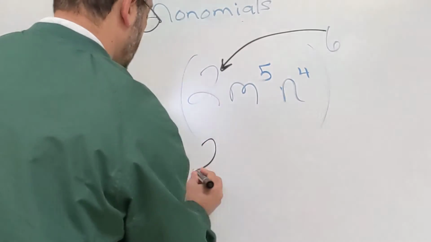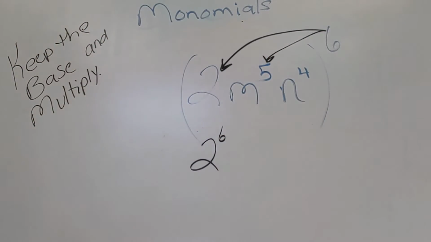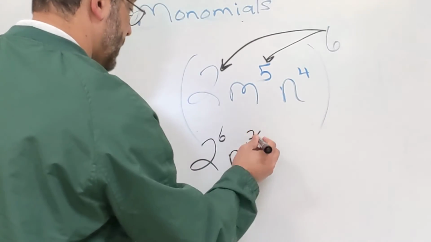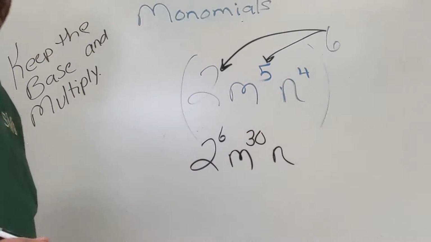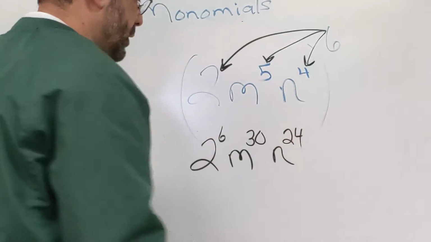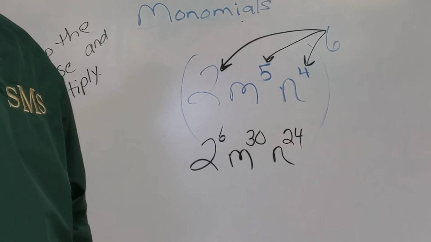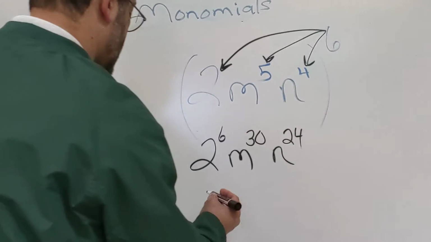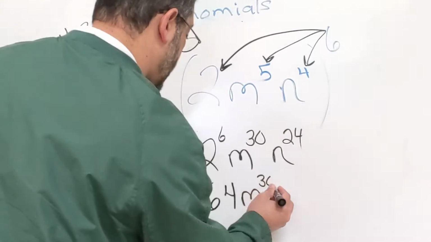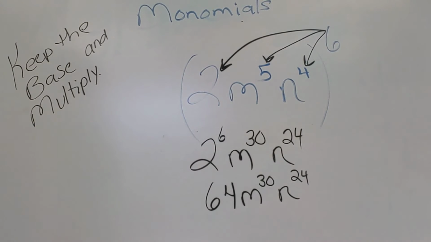So that's going to give me 2 to the 6th. So I keep the base of m, multiply 5 times 6, that gives me 30. Keep the base of n, multiply 6 times 4, that's going to give me n to the 24th. So then I could further simplify by 2 to the 6th power on my calculator, which gives me 64. So my answer would be 64 m to the 30th n to the 24th.